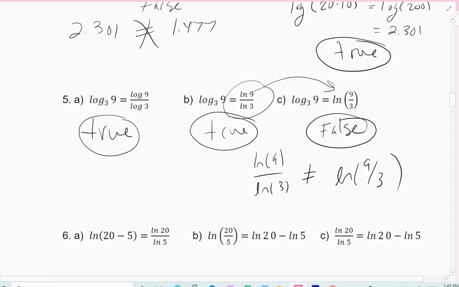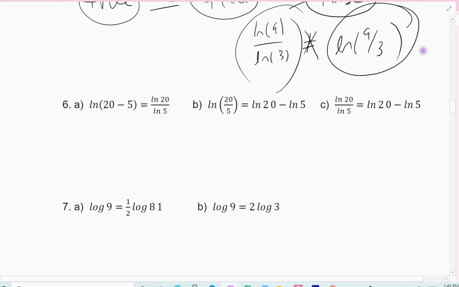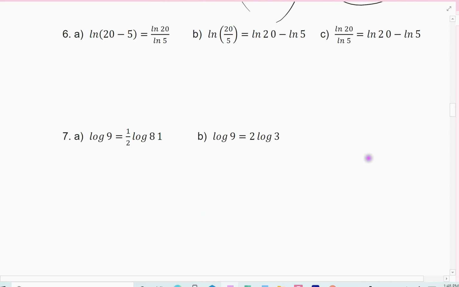So if you type these out in the calculator, they come out to very different answers, alright? So part C is false. First two are true. They're equivalent. If you type in the first two statements, they're the same. That's the change of base formula. The last statement, however, is false. If you type these out in the calculator, you'll get two different answers. But again, students want to do that. So it's sort of a common mistake students make with logarithms.